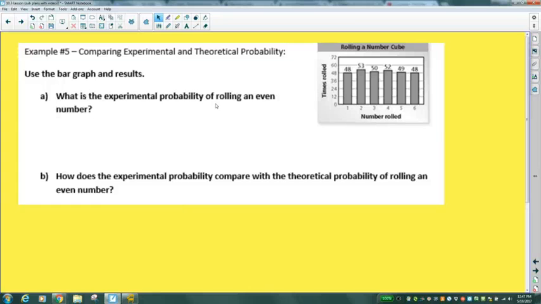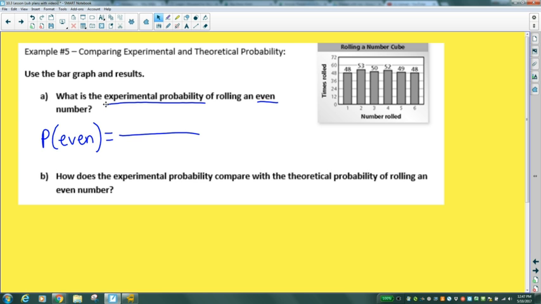All right, my last example is simply to use the bar graph and the results to answer the following questions. What is the experimental probability of rolling an even number? Okay, so experimental means what actually happened. So I need to look over at my table over here, and I know I'm trying to roll an even number. So I'm going to come up with the probability of an even number.